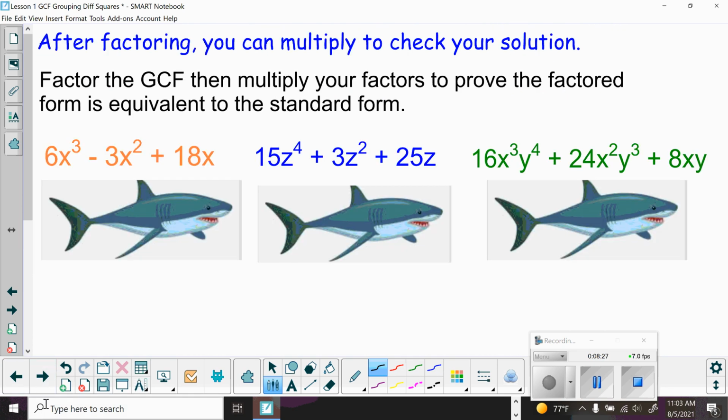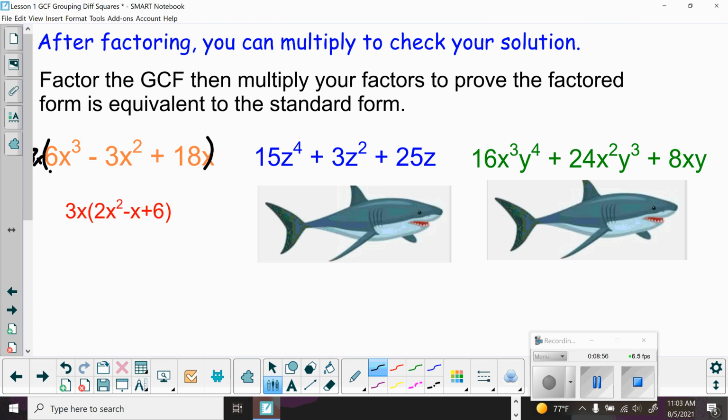Now, the thing that you need to know is that when you're factoring, you can multiply your solution back together again, and you should have what you started with. So if we look at this, 6x cubed minus 3x squared plus 18x. What can come out of everything? Well, I can get out a 3. And then I've got an x cubed, x squared, and an x. So I've got a 3x that I'm going to divide everybody by. So I do that. And here's my answer. Ding!